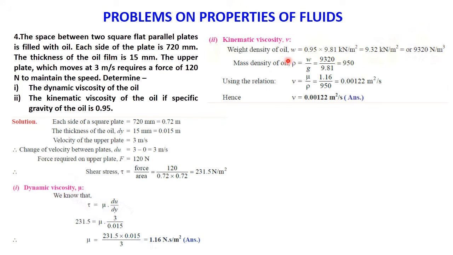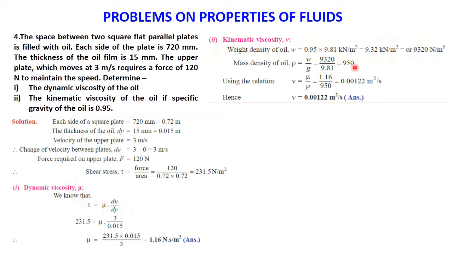So first for finding rho, we have to find the specific weight and then the density. So W is equal to 0.95 into 9.81 kilonewton per meter cube. We can write here 9810 Newton per meter cube. So directly we get the value as 9320 Newton per meter cube. This is the specific weight of that particular oil, because we only multiply the specific gravity by the 9.81 value, so we can directly get the specific weight of that oil.